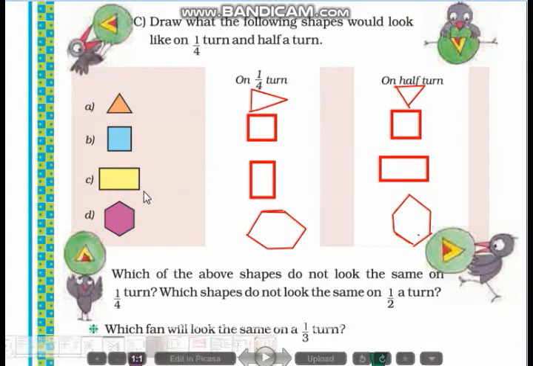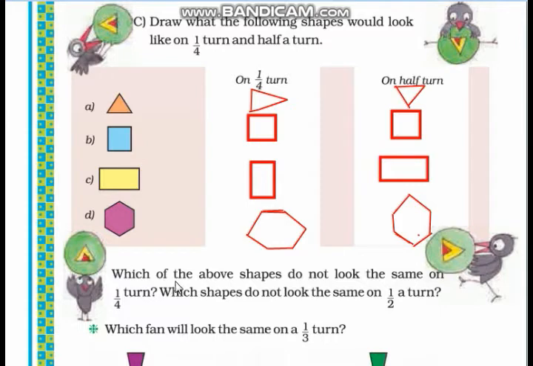Children, below this picture, two questions are given. First one, which of the above shapes do not look the same on a 1/4 turn? So children, can you give the answer to this question? Which shapes do not look the same on a 1/4 turn? See here, shape A, then shape C, this shape D. So shape A, shape C and shape D do not look the same on a 1/4 turn.